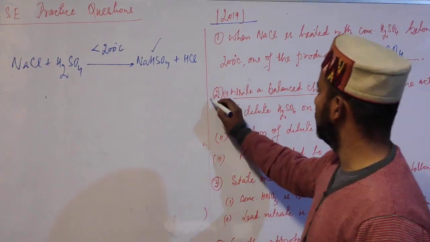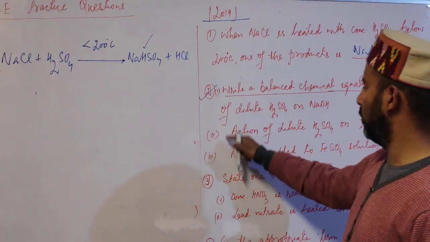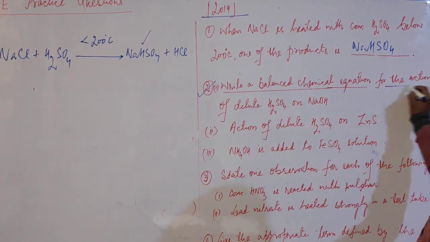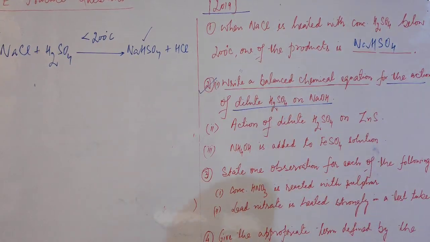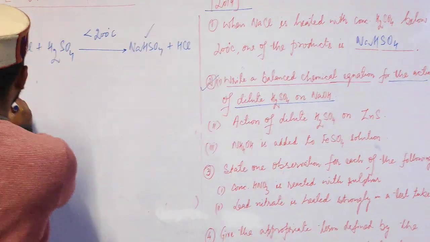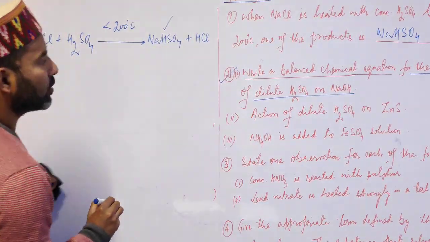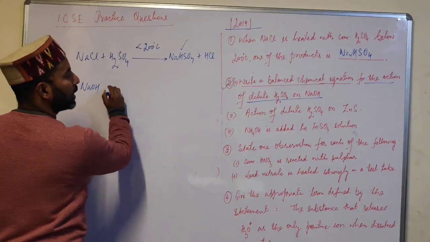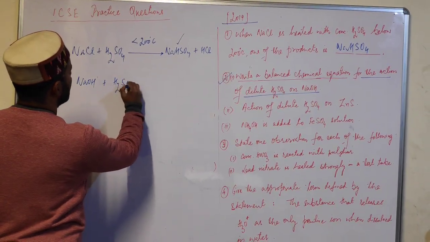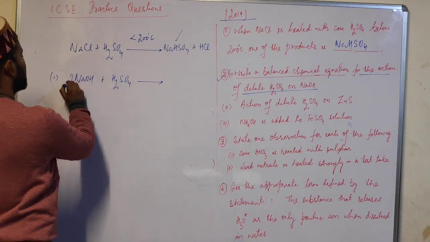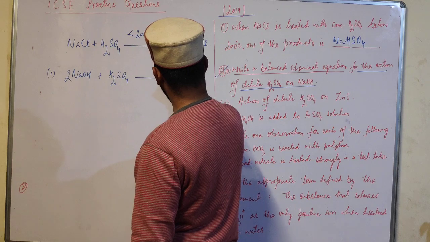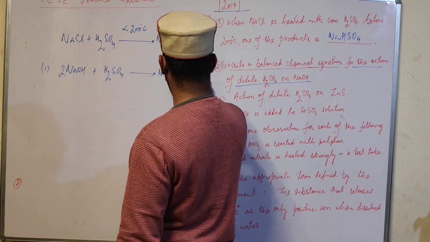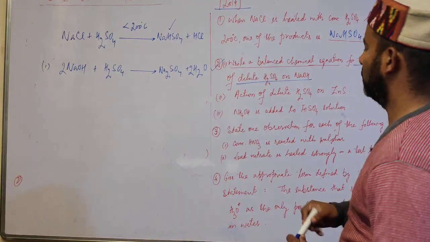Now students, we have: write a balanced equation. Three statements are there. First, for the action of dilute sulfuric acid on sodium hydroxide. So this is a very easy question, students. We have to write a balanced equation for the action of dilute sulfuric acid on sodium hydroxide. So this is dilute sulfuric acid. Acid and base react, that means they undergo neutralization, so we get salt and water. Now students, we have to write a balanced equation. So this is the balanced equation.